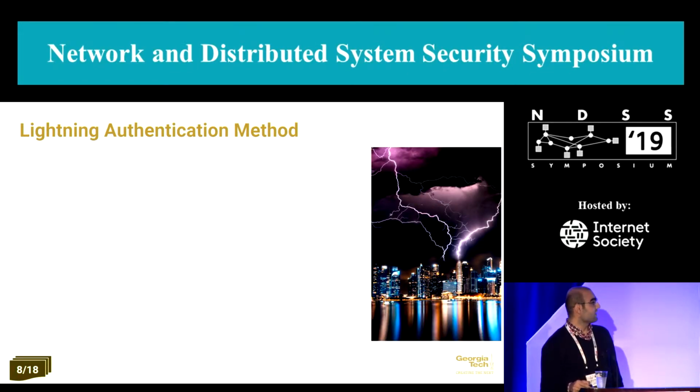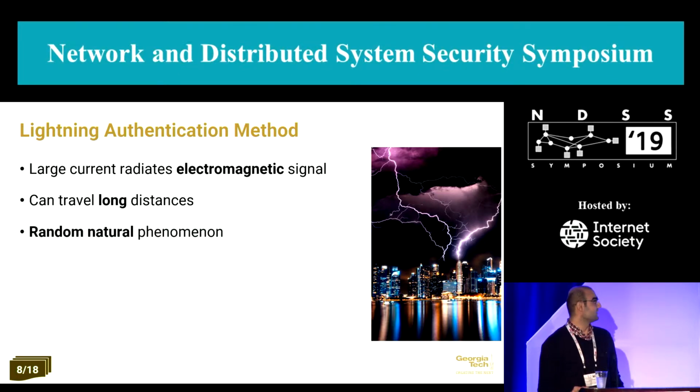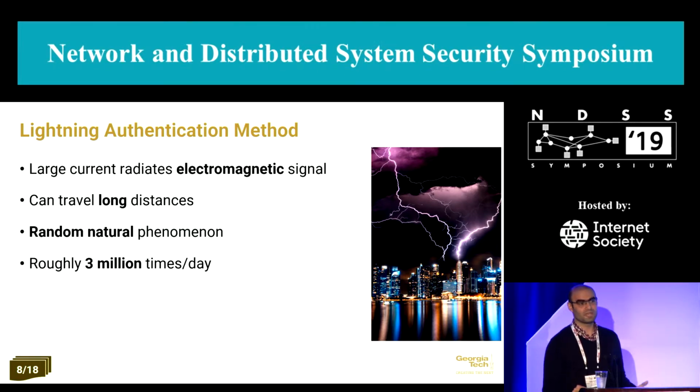For the signal authentication, we use lightning because every lightning strike causes a huge current, and this huge current radiates a very large and strong electromagnetic signal. It can travel long distances, like 2,000, 3,000 kilometers away. It is a totally random phenomenon. It cannot be predicted. And it happens roughly 3 million times per day, or 40 times per second. So it's enough to authenticate our signal.